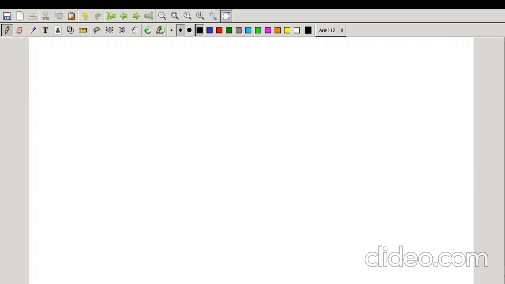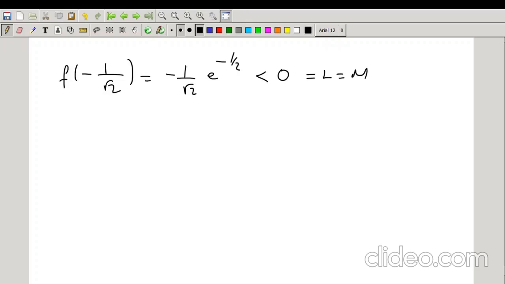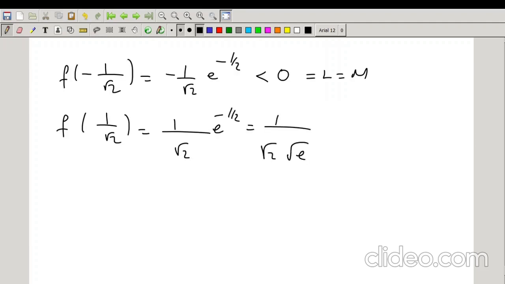So then we have f of minus 1 over square root of 2 gives us minus 1 over square root of 2 times e power minus 1 over 2, which is smaller than 0 indeed, compared with L and M. And moreover, f of 1 over square root of 2 gives us 1 over square root of 2 times e power minus 1 over 2. Again, this is 1 over square root of 2 times square root of e, or 1 over square root of 2e. This is greater than L and M.